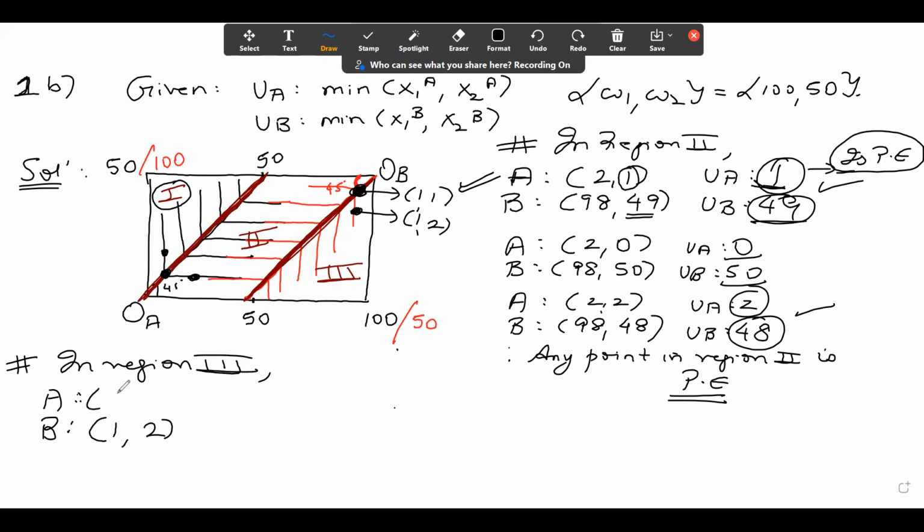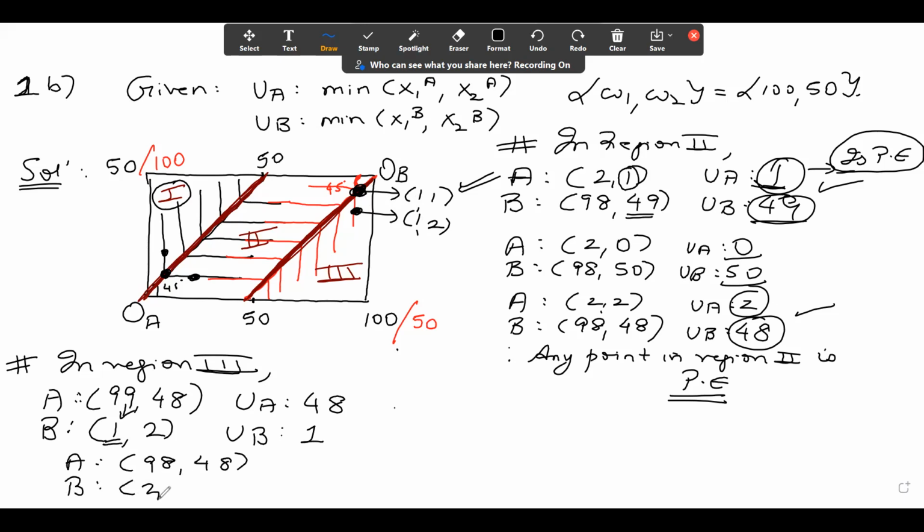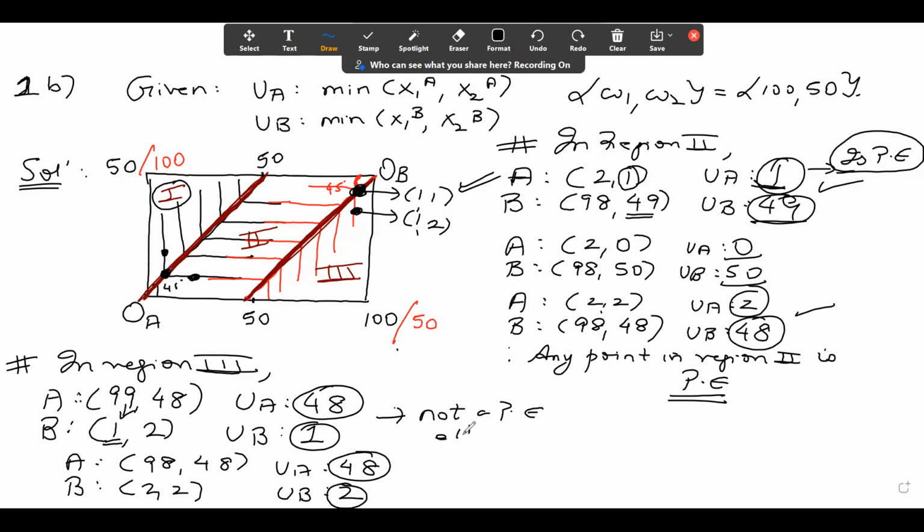Then how much will A have, guys? 99,48. The utility which A gets from its own bundle is 48. The utility which B gets from its own bundle is 1. Try to make one of them better off. If I have to make B better off, B needs 1 unit here. Suppose A gives that 1 unit to B. So A will now have 98,48. B will now have 2,2. The utility which A gets is 48. The utility which B gets is 2. Compare both. B has become better off without making A worse off. Not a Pareto efficient allocation.